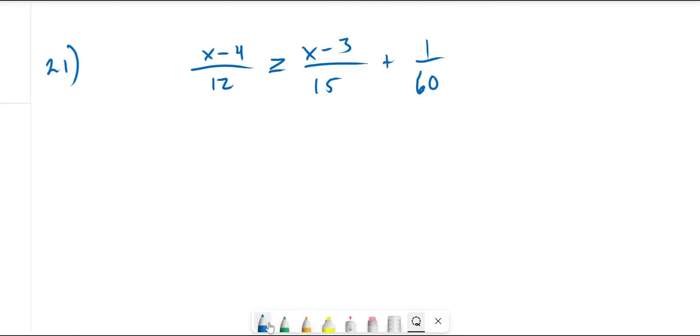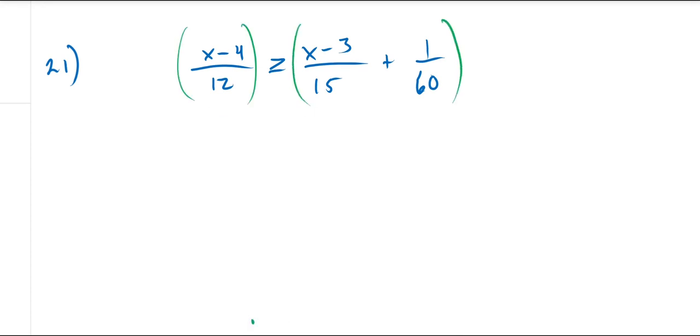For 21, we have a nice opportunity to clear denominators, so let's do it. Here, we don't need to multiply by 15 and 12 and 60, although you could, and it would work out and simplify just fine. But to get rid of these fractions, a more streamlined approach than multiplying by every denominator is to multiply by the least common multiple of the denominators. You see, 15 goes into 60, and so does 12. So if I just multiply by 60, I'm going to kill every denominator. I need to do that on both sides.